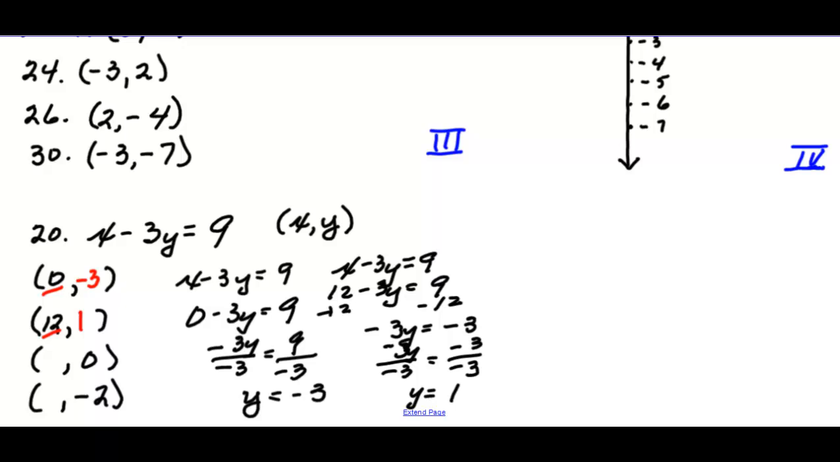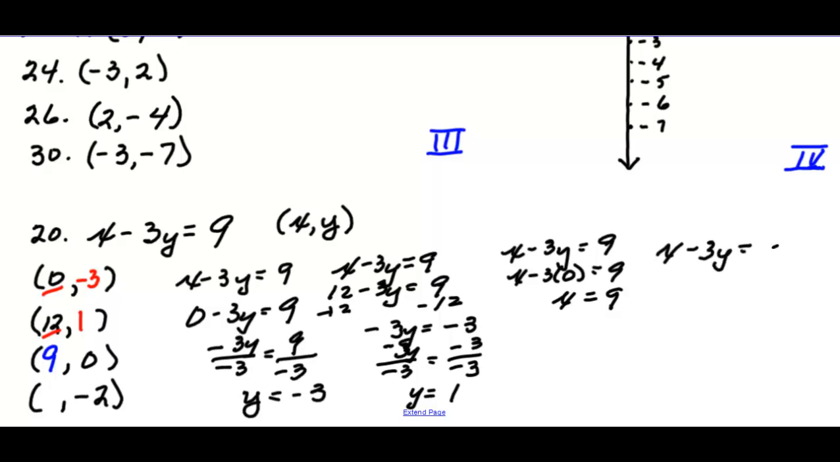Let's take a look at the third one. In the third one, what we've got is our formula x minus 3y equals 9. But instead of substituting in for x, now we have a value for y. And that y value happens to be 0. x minus 3 times 0 equals 9. And 3 times 0 is 0, so we end up with x equals 9. All right, so in this particular case, we say our x is equal to 9.